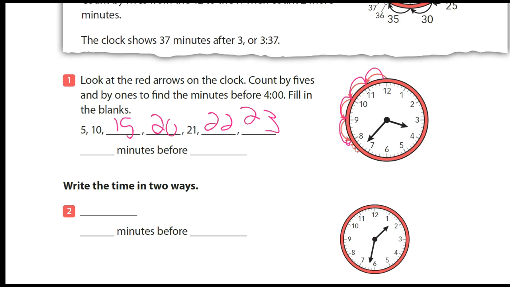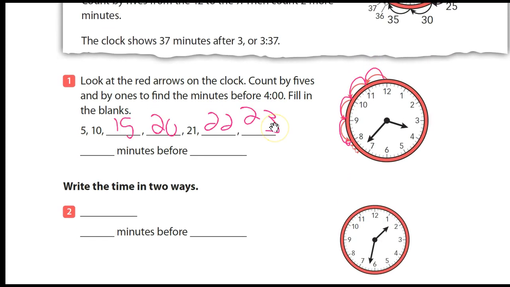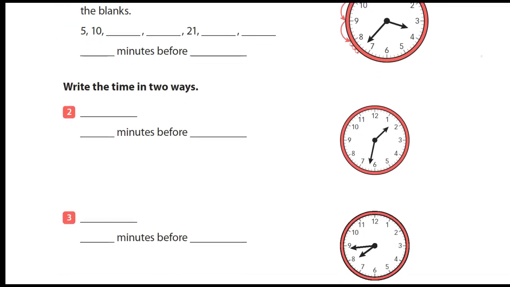So how many minutes before 4 o'clock? How many? 23. 23 minutes before 4 o'clock. Okay. This is write the time in 2 ways. This one right here. We're looking for this one right here.